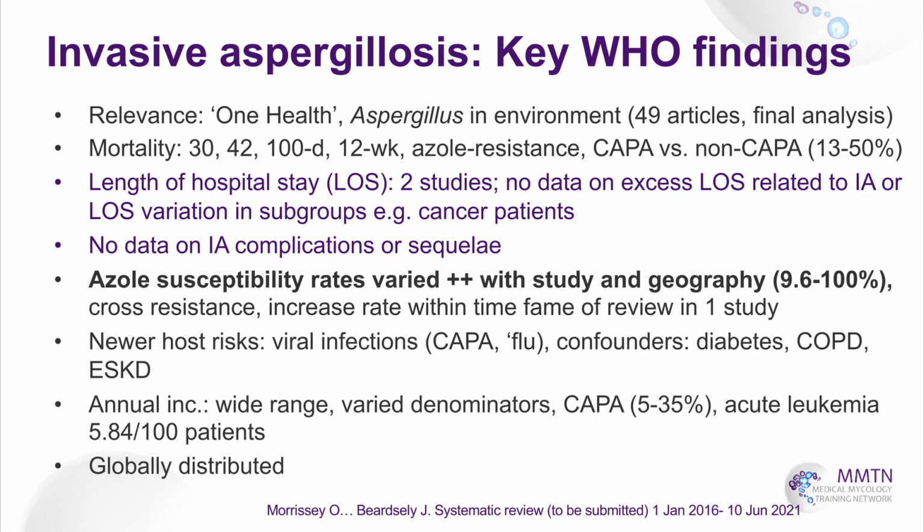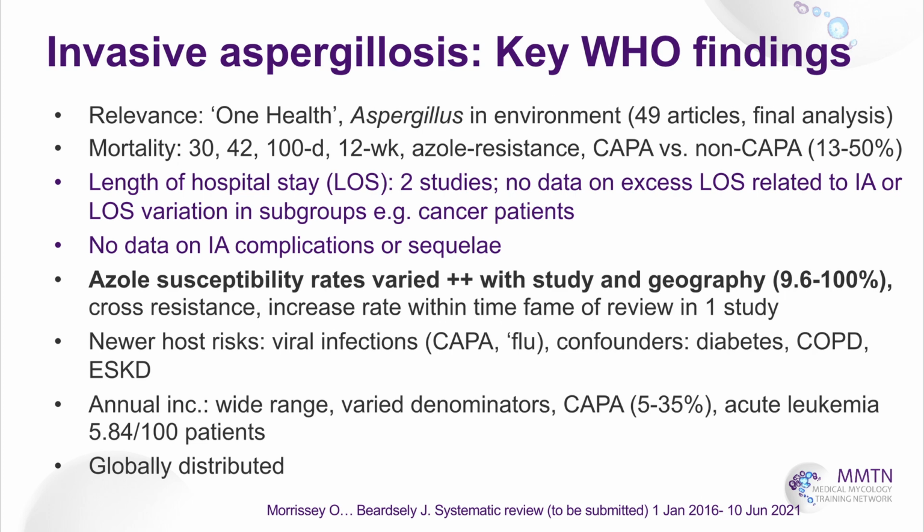it with non-COVID patients. Length of hospital stay, there was a dearth of data on this. There were only 2 studies. And obviously more work needs to be done here. And there was no data on IA complications or sequelae, surprisingly. Azole susceptibility rates varied greatly with the study and with geography. There was cross-resistance and there was increased rate within the time frame of review in one study. But we don't really know whether this increase is real or just observed or biased by the studies themselves.